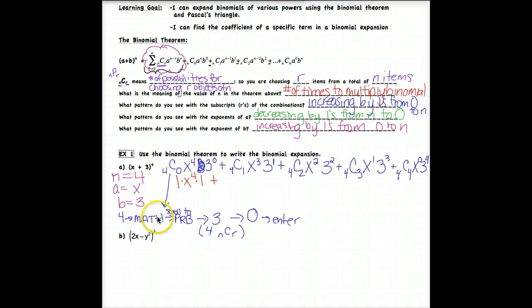Over here, you're going to follow the same steps to find out what 4 choose 1 is. So 4, then hit math, scroll to probability, choose choice 3, and tell it to choose 1 of those 4. Press enter. You'll find that that is 4. So 4 times x cubed times 3 plus 4 choose 2. So same steps, 4, math, probability, choice 3, and then put in your 2. You should get 6 as your 4 choose 2. So 6 times x squared times 3 squared, which is 9.